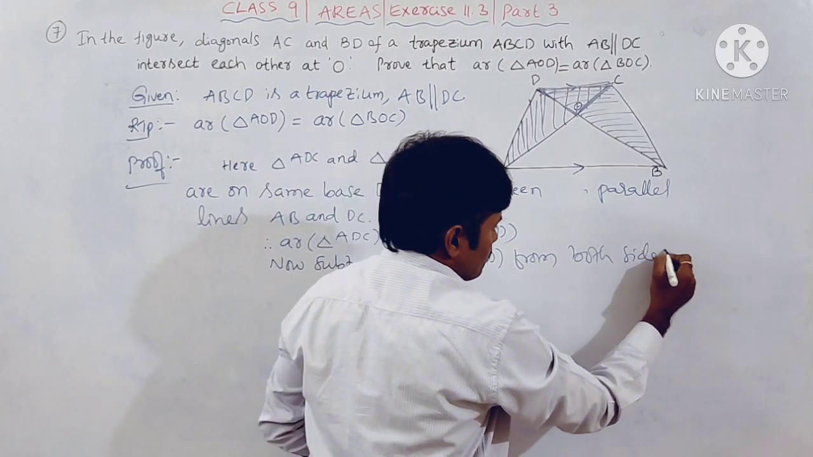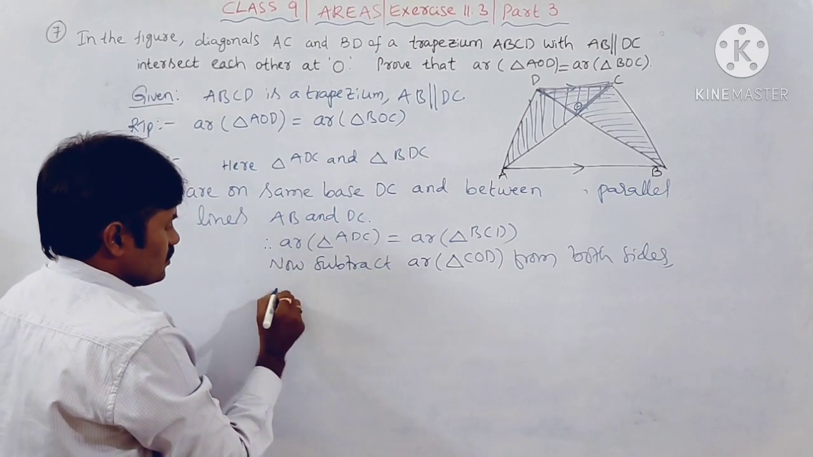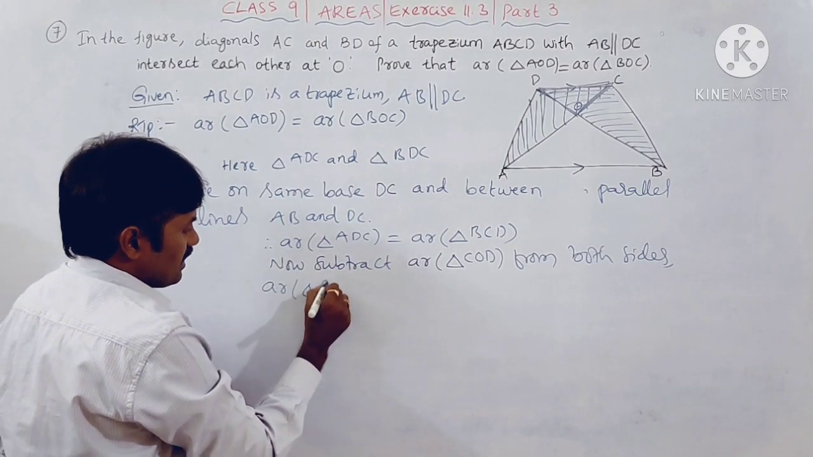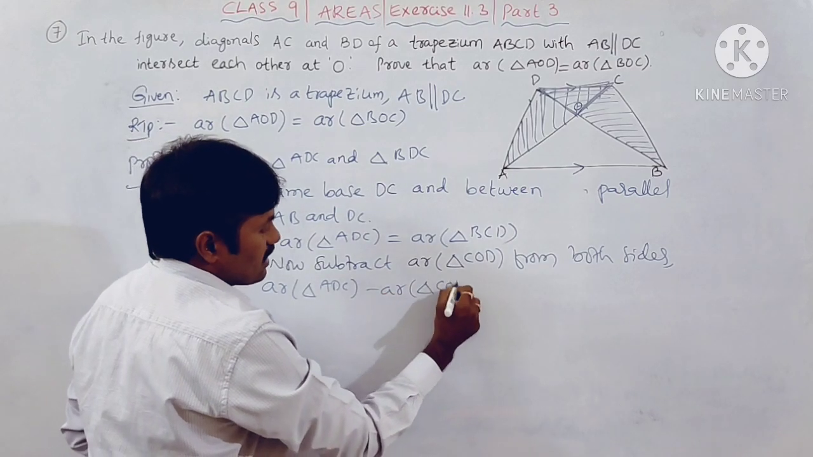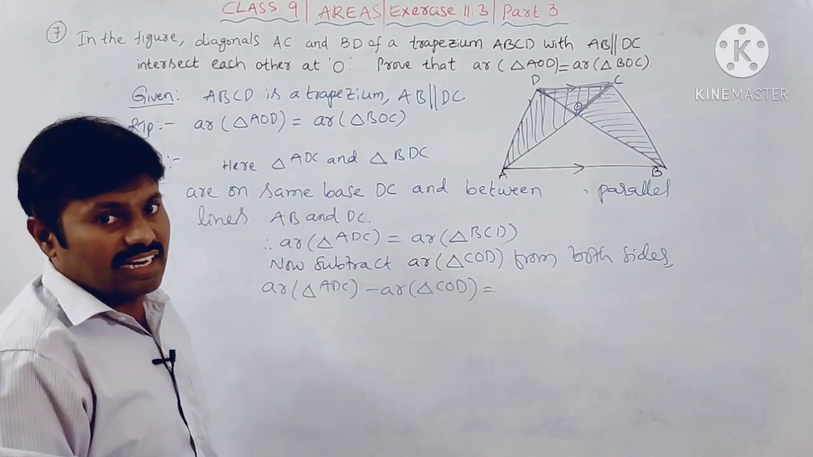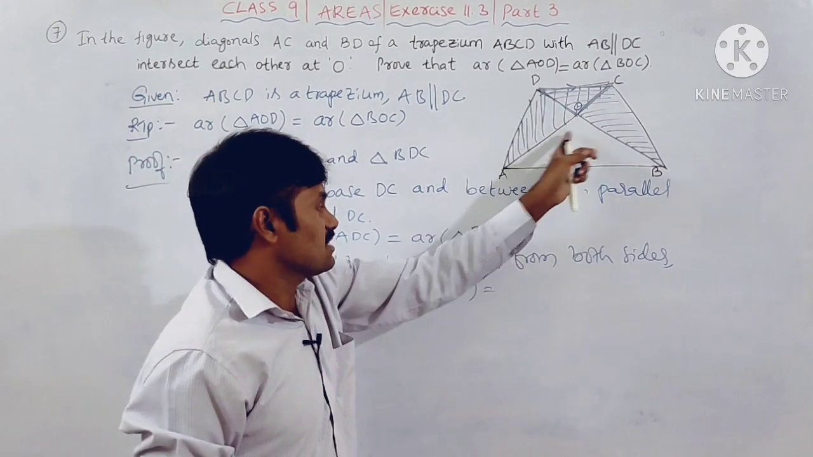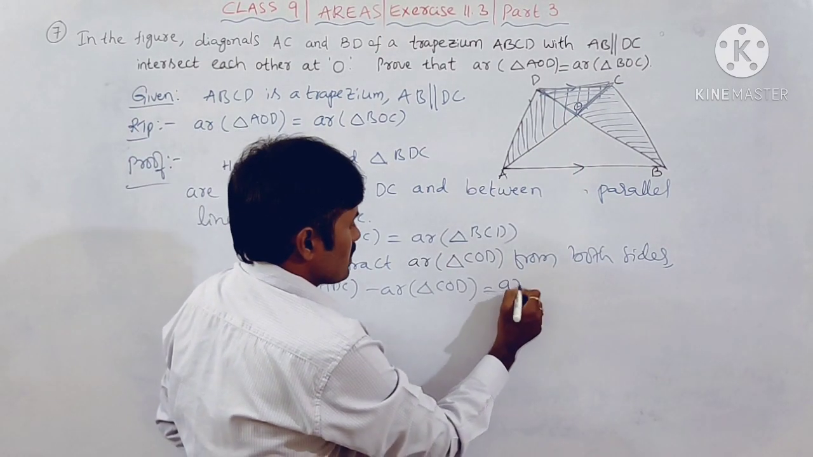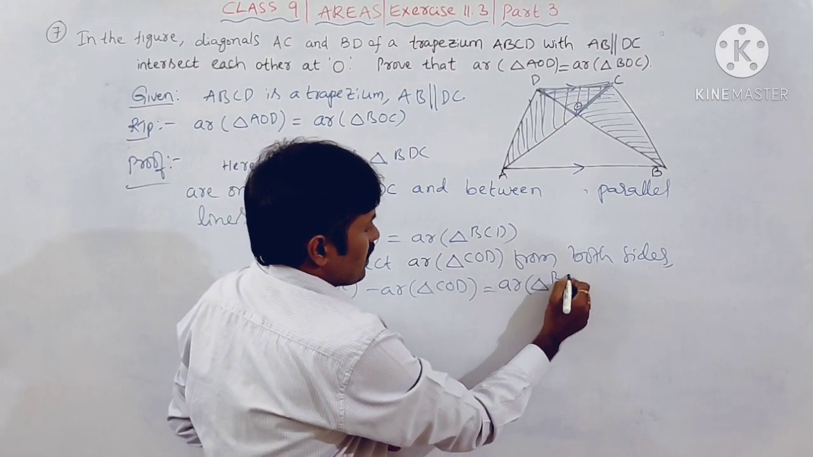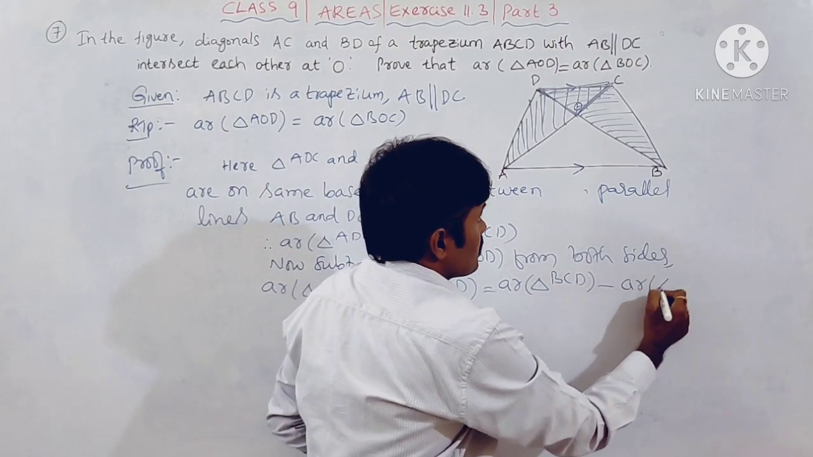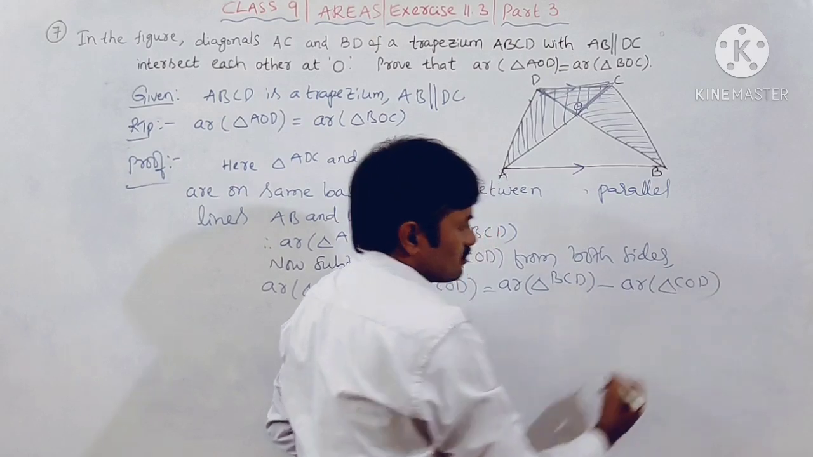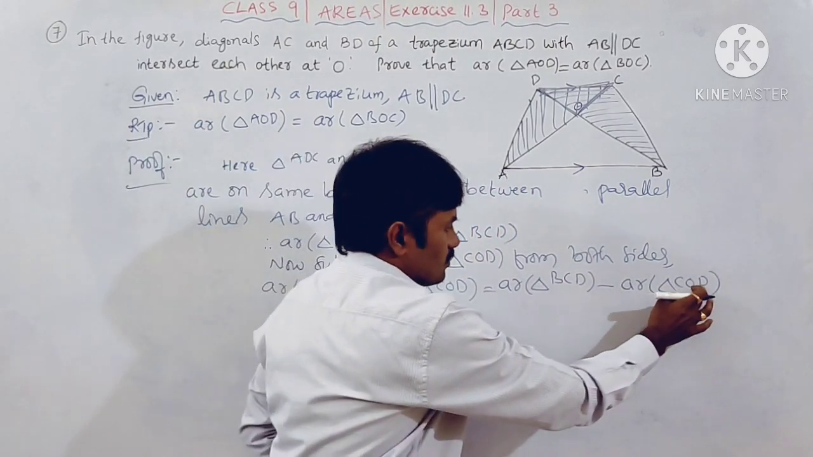From both sides, okay, we get: area of triangle ADC minus area of triangle COD is equal to area of triangle BCD minus area of triangle COD. Okay, is it clear?